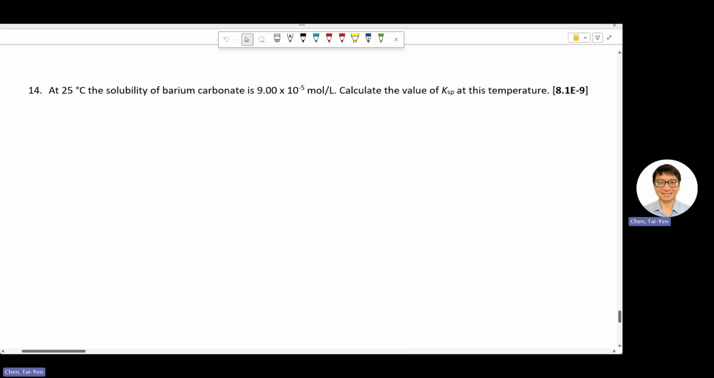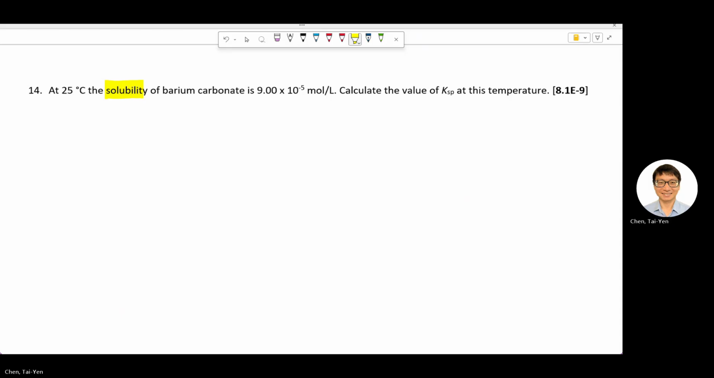It says at 25 degrees C, the solubility. I hope that you see that that's the keyword, right? Solubility, chapter 15, of barium carbonate is 9.0 times 10 to the negative 5 mole per liter. Calculate the value of KSP.